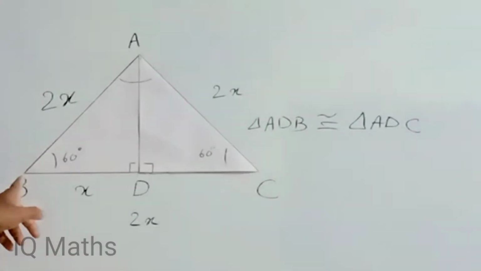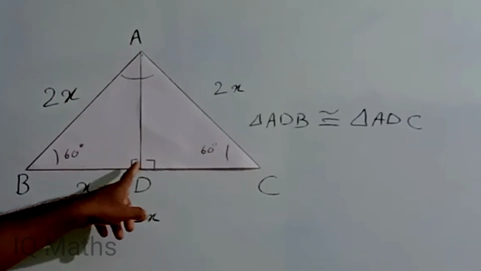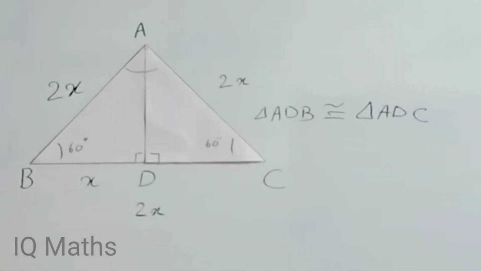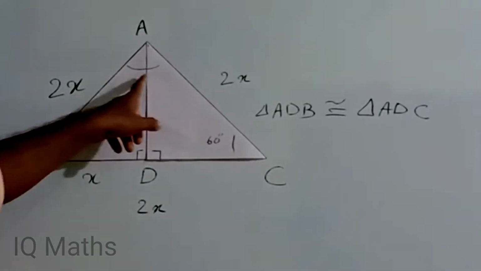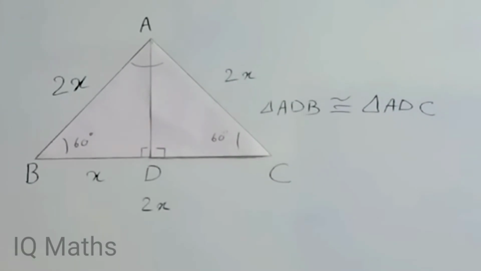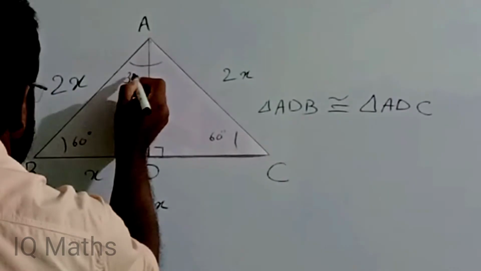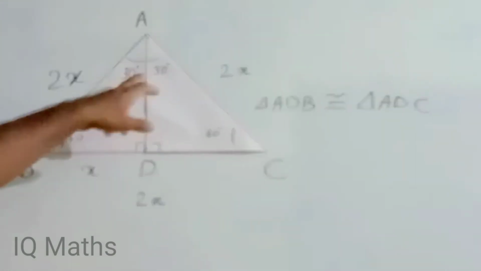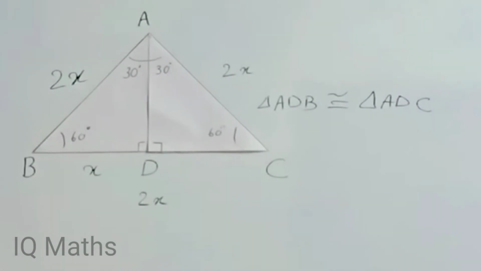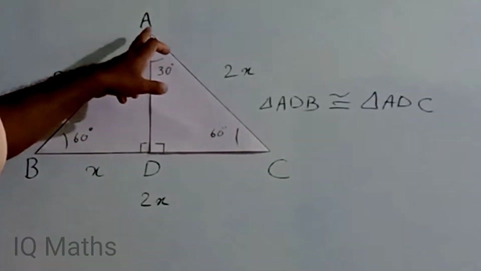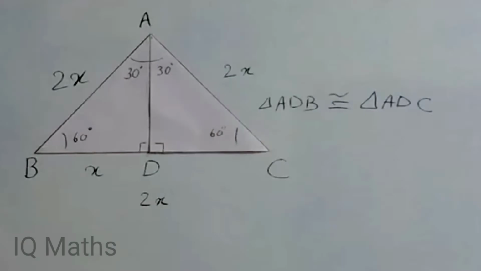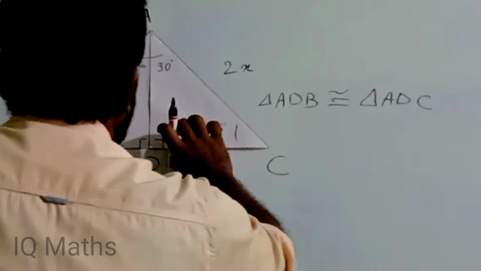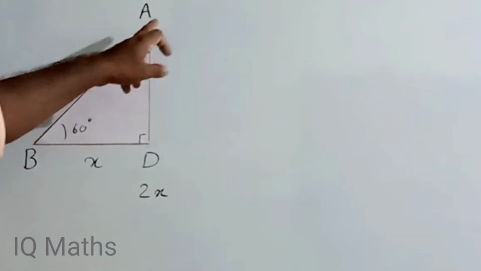Now, angle BAD equal to angle CAD. Same CPCT, corresponding parts of congruent triangles. Angle A, total angle was 60 degree. Now it is bisected and this will be 30 degree and this will be 30 degree. Both will add up to 60 degree. So now we will consider this triangle ADB. I am taking ADB only for this session. I am removing ADC. Now consider triangle ADB.